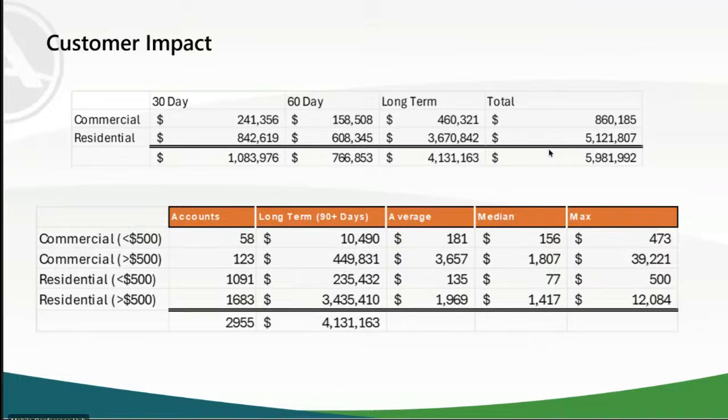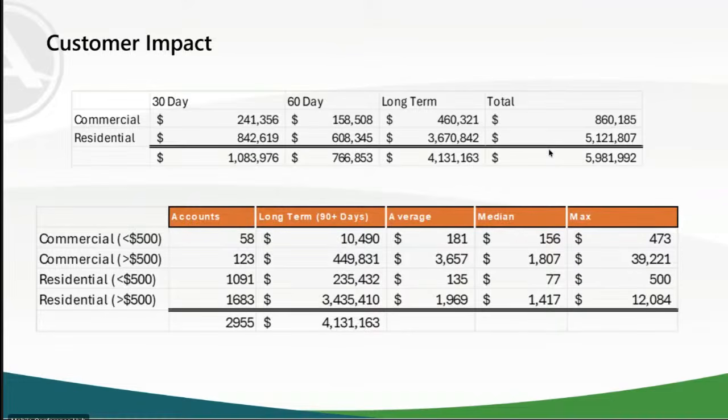I've split it up into that 30, 60, and what I call long-term balances. Long-term balances are the amounts for more than 90 days. So we have almost 6 million. Most of it is long-term. This is kind of the profile of what those bills look like.